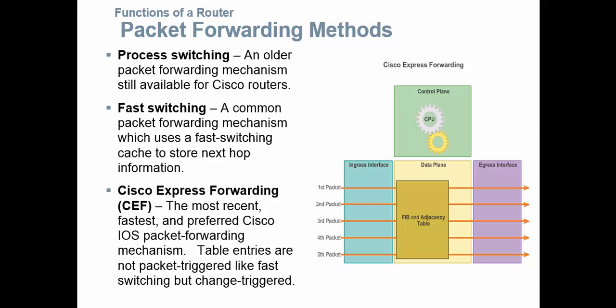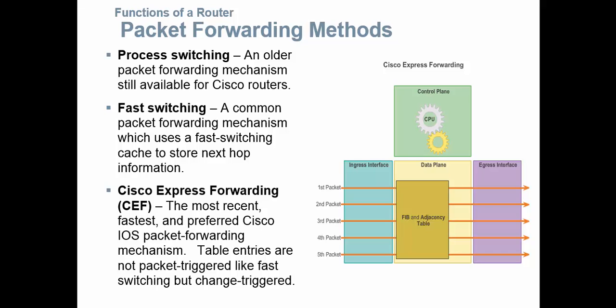There are different methods that it uses when it forwards its packets. We have process switching, fast switching, and Cisco Express Forwarding. Process switching is an older packet forwarding mechanism, but it's still available for Cisco routers, so it's a legacy type of forwarding. Next, we have fast switching.